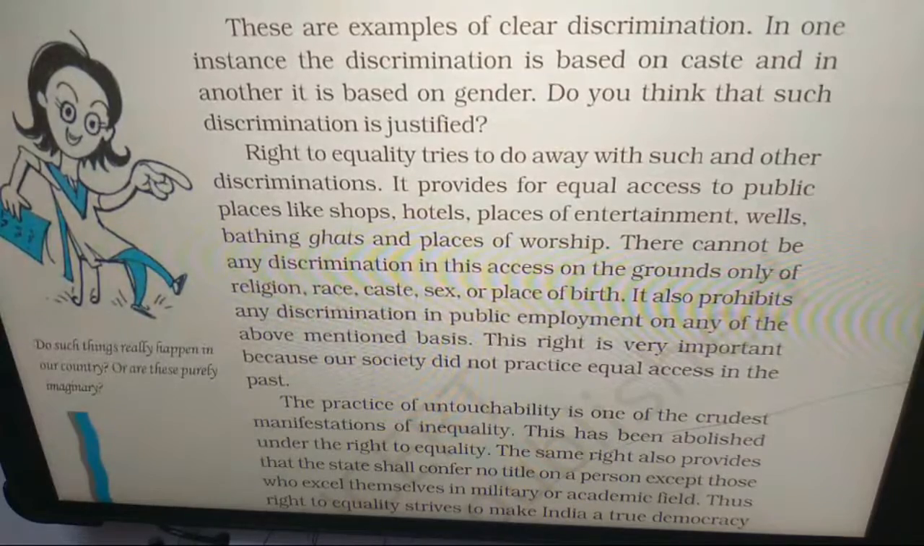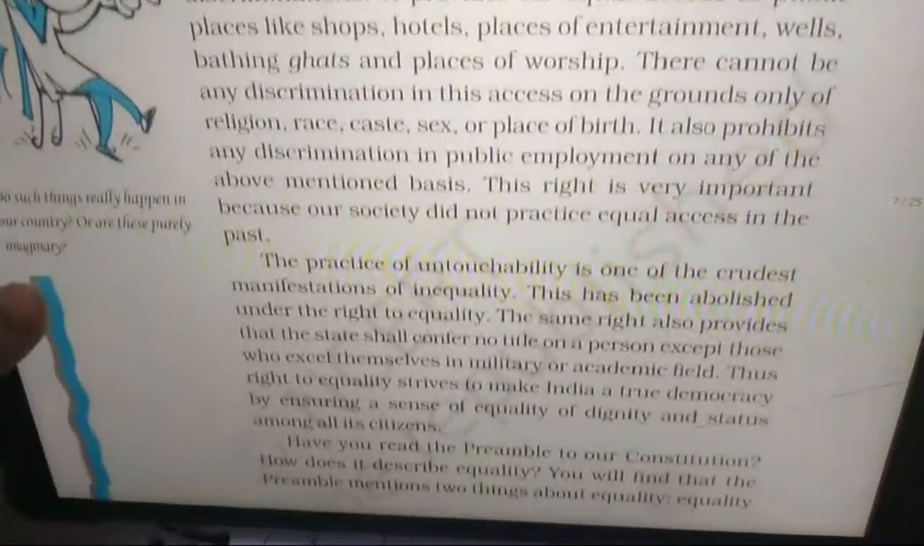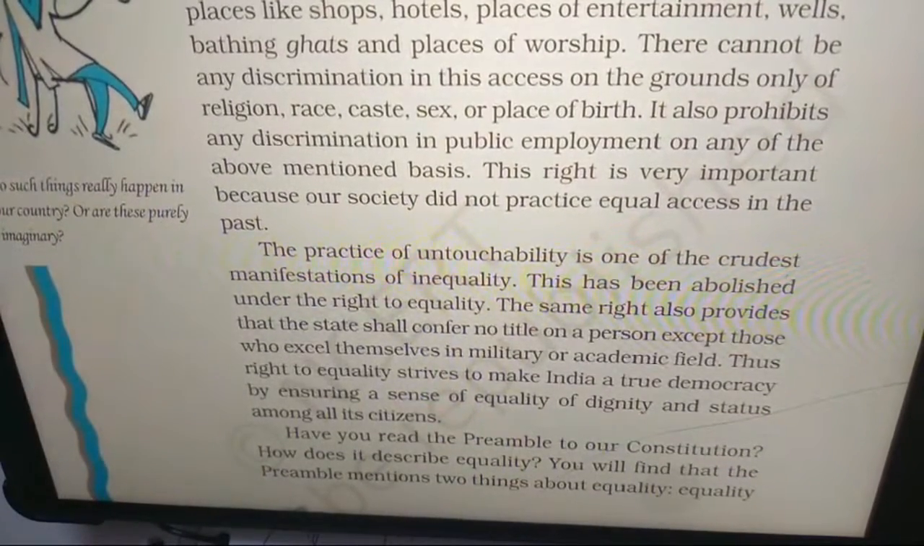There cannot be any discrimination in this access on the grounds only of religion, race, caste, sex, or place of birth. It also prohibits any discrimination in public employment on any of the above mentioned basis. This right is very important because our society did not practice equal access in the past. The practice of untouchability is one of the crudest manifestations of inequality. This has been abolished under the right to equality.